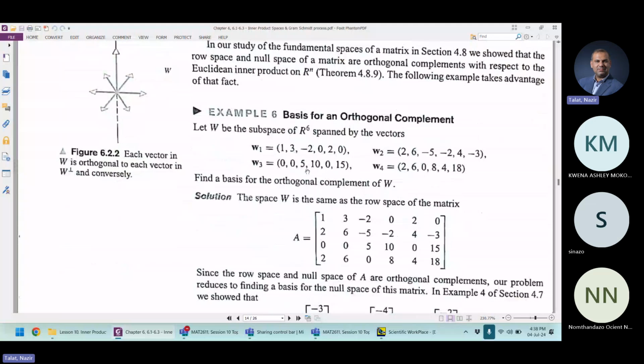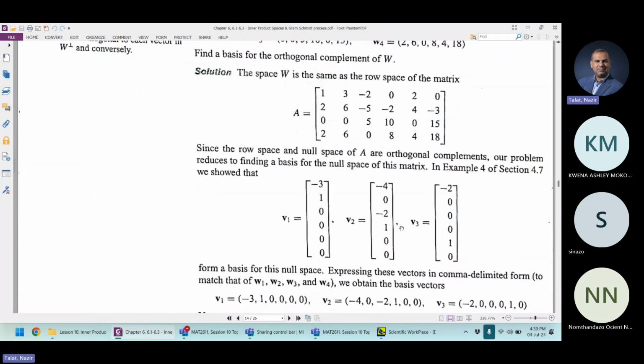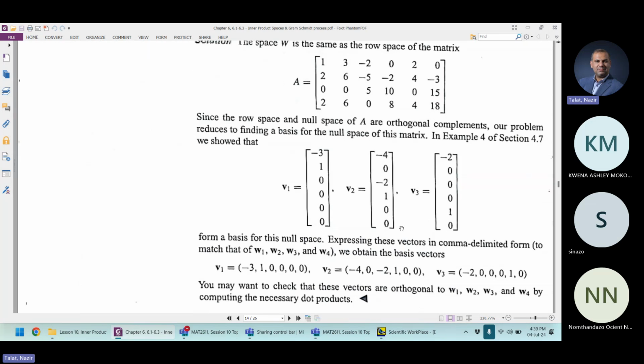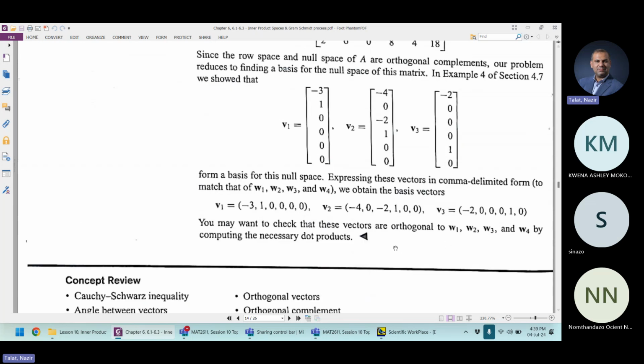these W1, W2, W3, W4 are vectors in R6. Now find the basis of an orthogonal complement of W. So here you can just take the vectors and apply elementary operations on their columns. Then we can get the basis of that null space. And in this way, V1, V2, and V3 become orthogonal vectors. If you multiply them, you will always see that these are orthogonal to each other.